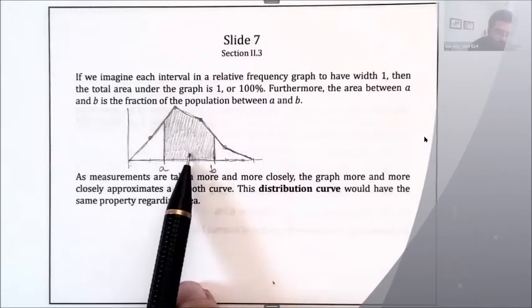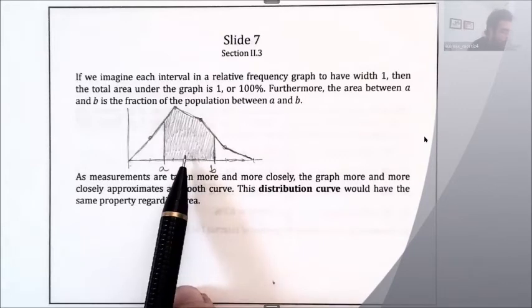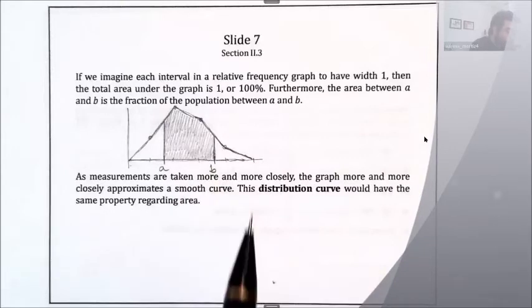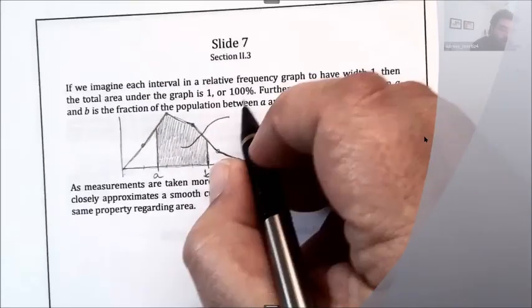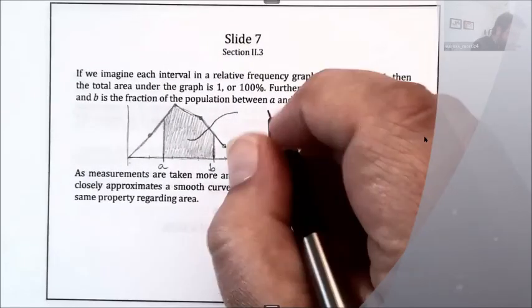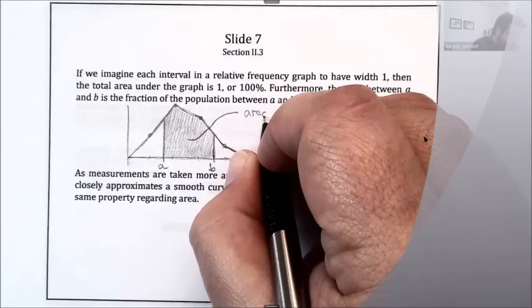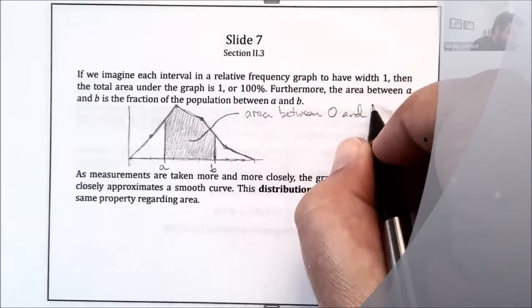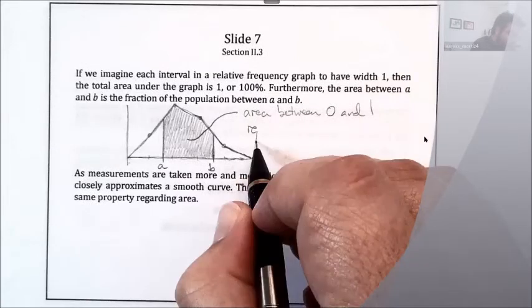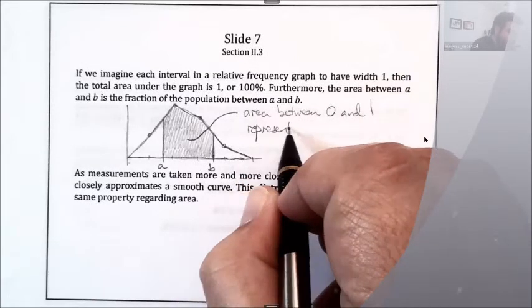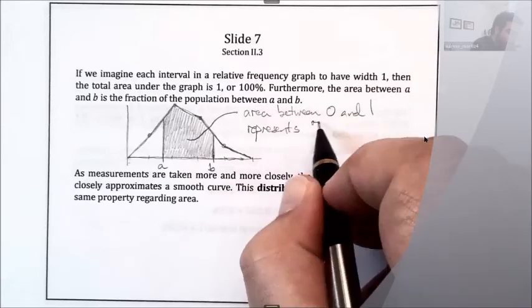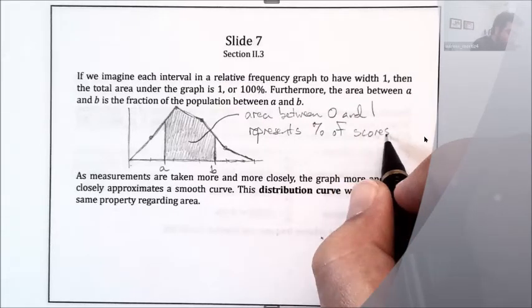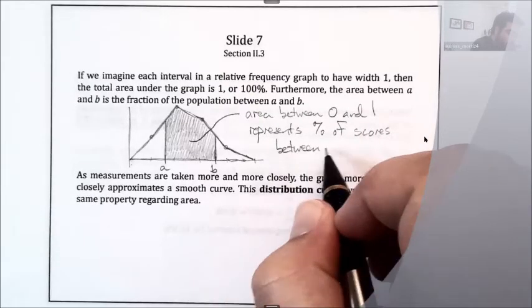And what we do is we interpret that as a percent. And that's going to be the approximate number of individuals whose score is between A and B. So again, the area between 0 and 1 represents the percent of scores between A and B.